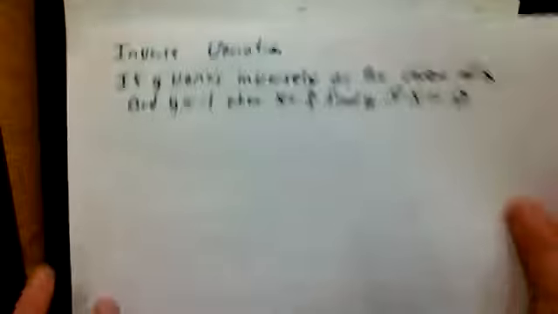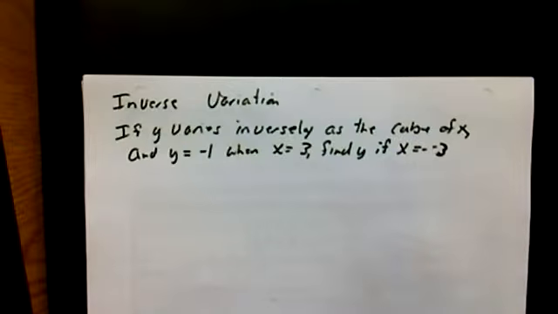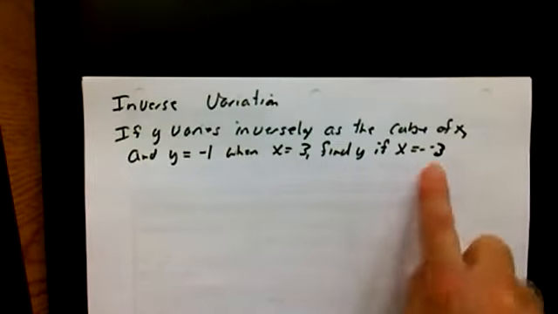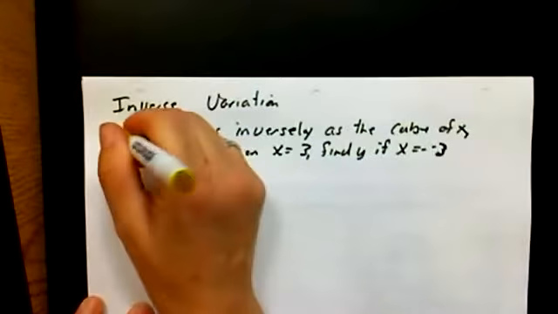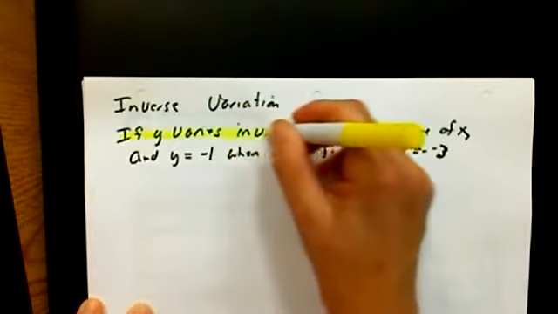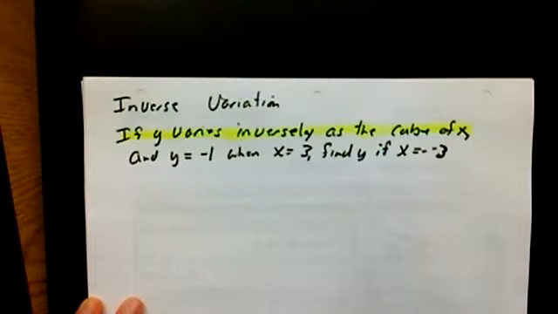All right, so let's look at one. Inverse variation. It says if y varies inversely as the cube of x, and y equals -1 when x equals 3, find y if x equals -3. So if I break this part apart as well, I find out that I have y varies inversely as the cube of x. What does that mean? So that's the first piece. That sets up my whole equation.